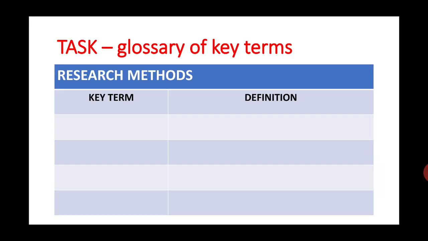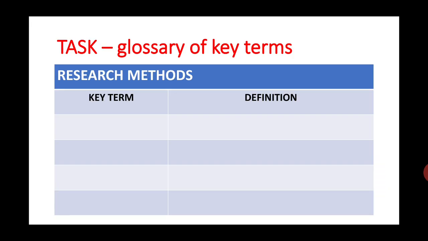Right then, your first task really is to get yourself a piece of paper, and I'd like you to sketch out a table which looks something like this. Because what I'm going to ask you to do is to produce a glossary of key terms which are related to lab experiments. So on one side you're going to write down what the key term is, and then we're going to add a definition.